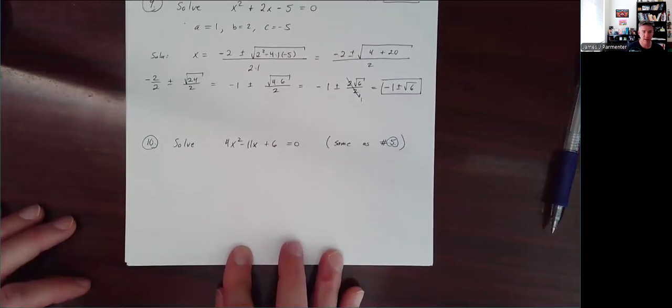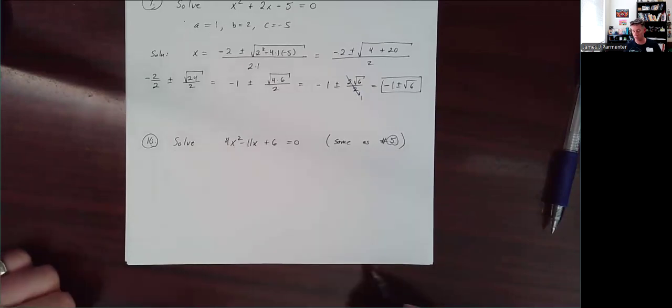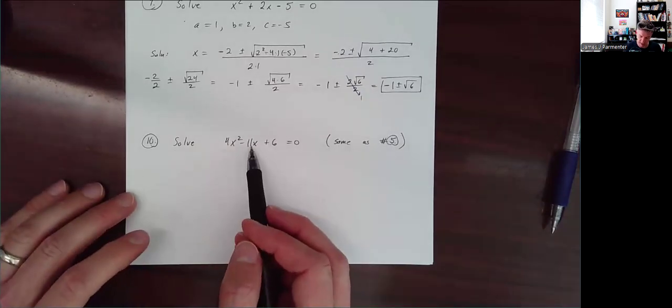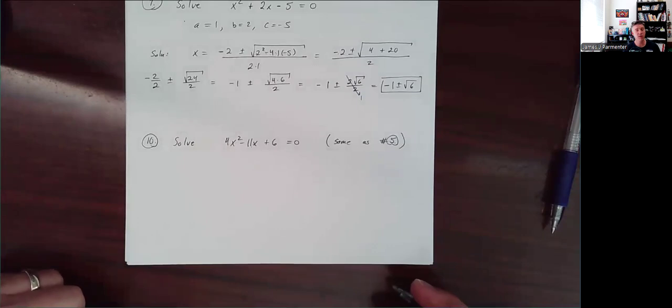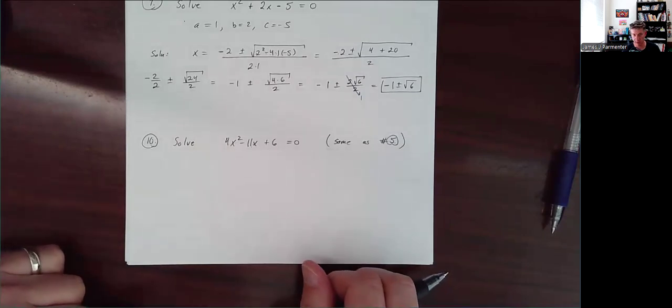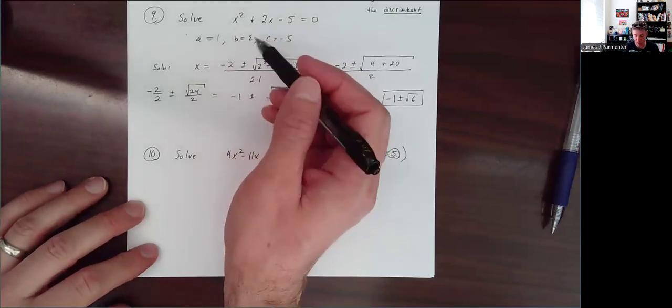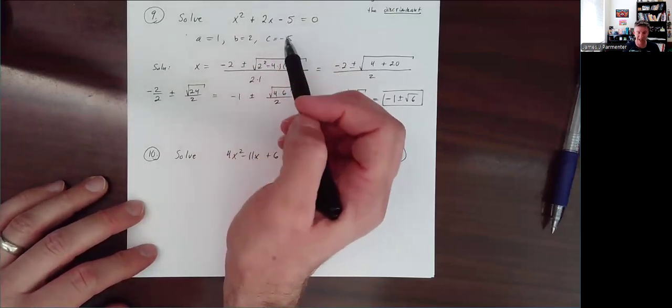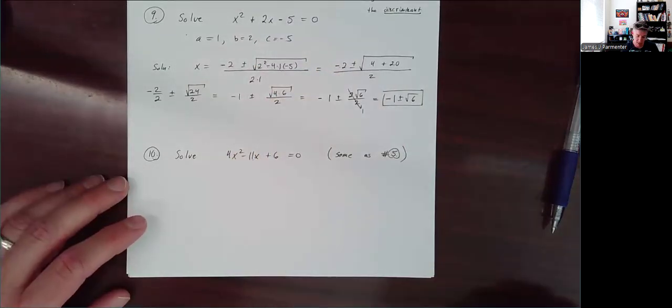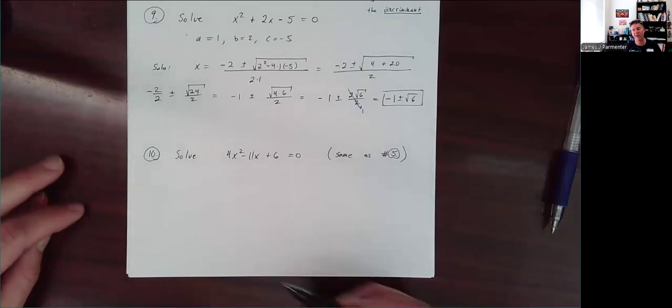I will point out the problem number 5 that we did just a little bit ago, which was solving 4x squared minus 11x plus 6 equal to 0. Maybe we didn't want to try to factor that. Because I'll point out, like this one here, if we tried to factor it, it wouldn't have worked. If you look for numbers that multiply to negative 5 and add to 2, you aren't going to find them. Here it would work, but maybe it just feels like a pain.